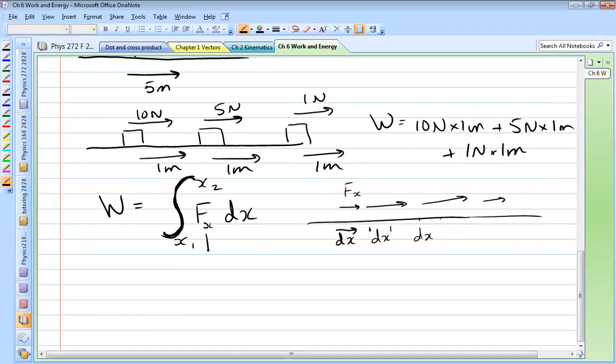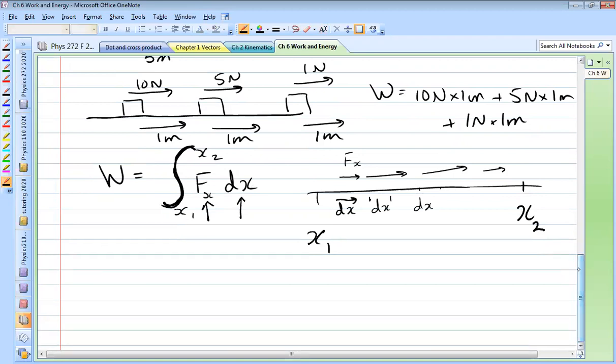So add up what the force is at every point on the x-axis, multiply by that little bit of displacement on the x-axis, and then add it all up between x1 and x2. So x1 may be here, x2 may be over here, and you'll get the total work done. So this is a great equation for springs, for example.